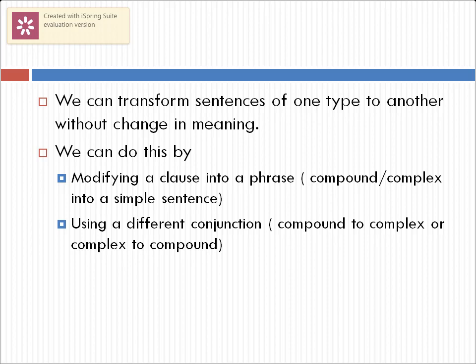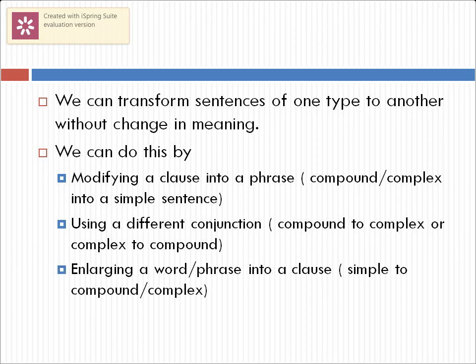If you are trying to transform a compound sentence to a complex sentence or a complex to a compound sentence, we need to replace a coordinating conjunction with a subordinating conjunction or vice versa. We can also transform sentences by enlarging a word or a phrase into a clause. For example, if you are trying to transform a simple sentence into a compound sentence, we have to look for a word or a phrase in the simple sentence and enlarge it into a clause. That means a portion with a subject and a verb.